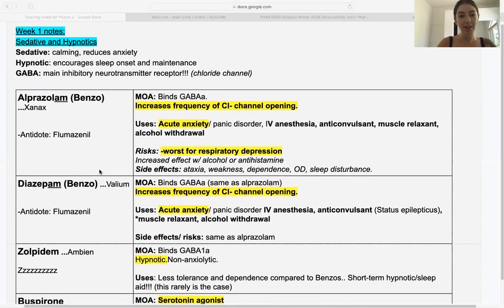Alprazolam and diazepam are both benzodiazepines, and they'll increase the frequency of the GABA chloride channel being open. Both are used in acute anxiety, but alprazolam is the worst for respiratory depression when used with other downers.